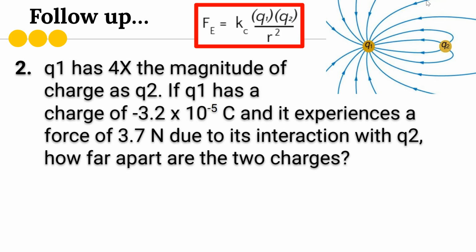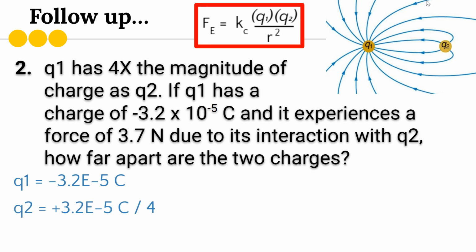This one says Q1 has 4 times the magnitude of charge as Q2. If Q1 has a charge of negative 3.2 times 10 to the negative 5th coulombs, and it experiences a force of 3.7 newtons due to its interaction with Q2, how far apart are the two charges? So let's label some stuff. I know Q1, negative 3.2 times 10 to the negative 5. I'm going to write it like this because that's how I'm going to type it in my calculator. And then I have my other charge, which is 1/4 as much.